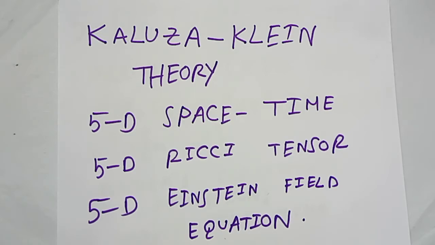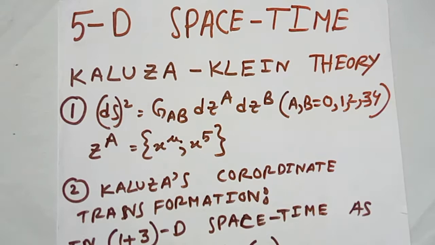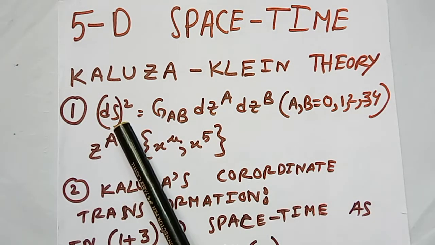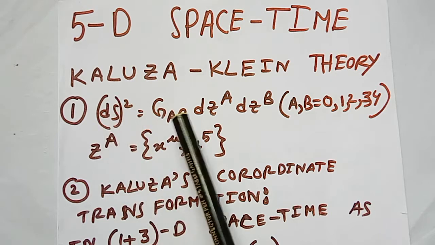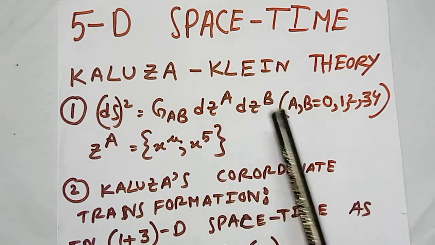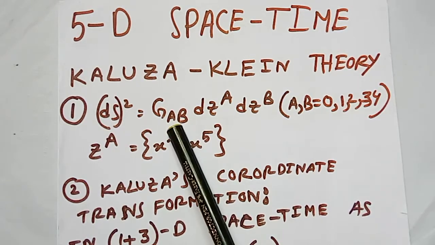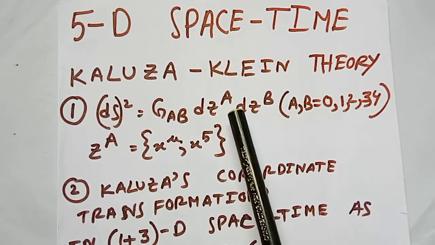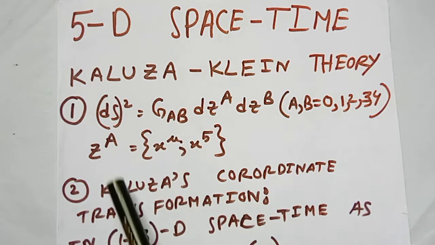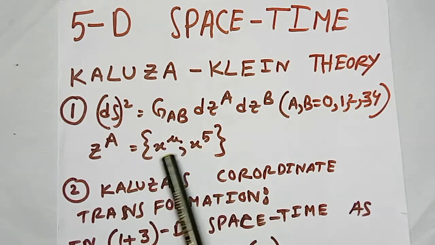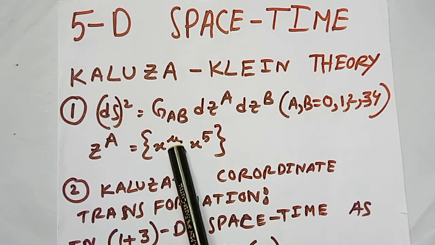Now we have the 5-dimensional space-time metric from Kaluza-Klein theory, where the space-time interval is ds squared equals g_AB dz^A dz^B, where A, B run from 0, 1, 2, 3, 4, and g_AB is the 5-dimensional metric, and this is the 5-dimensional component, and z^A equals (x^mu, x^5), where mu is 1, 2, 3, 4, and x^5 is the fifth coordinate.